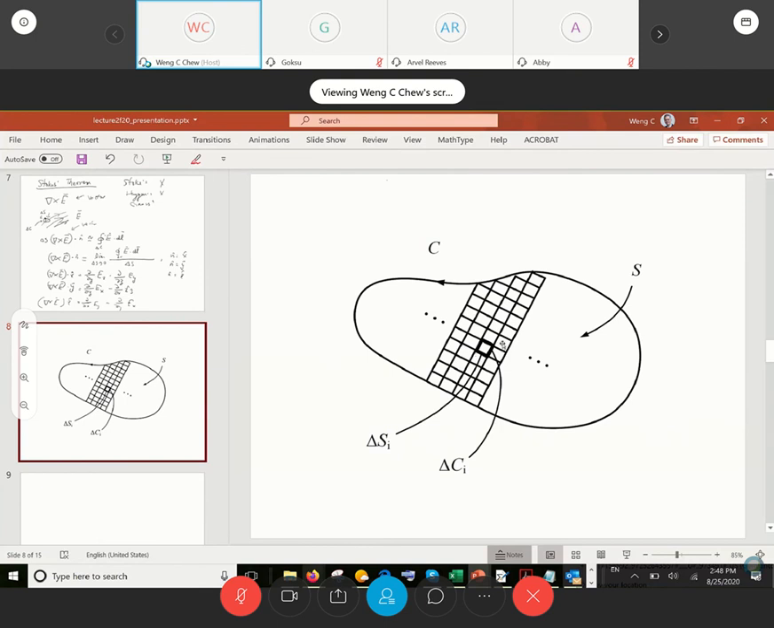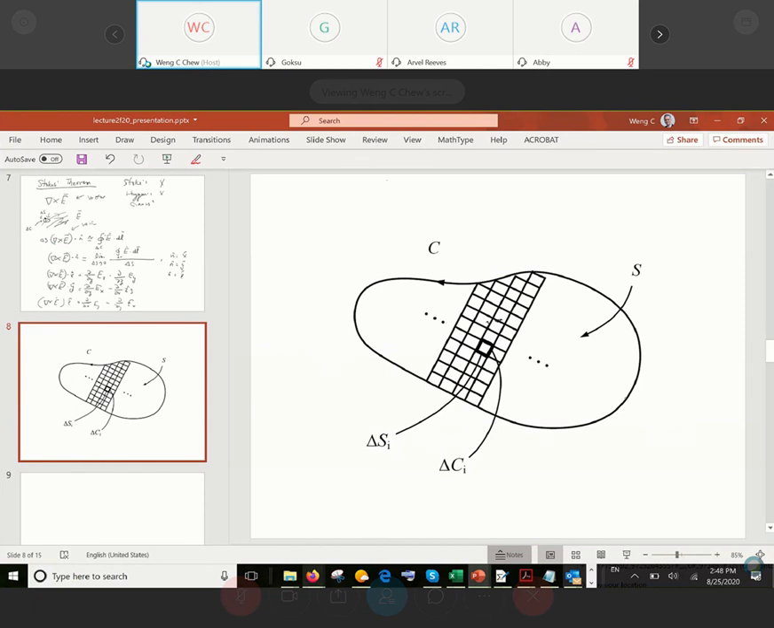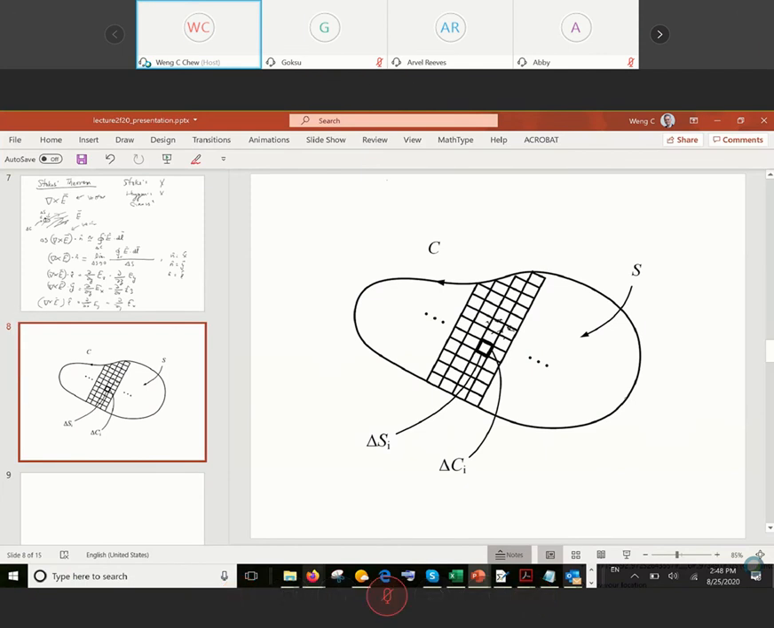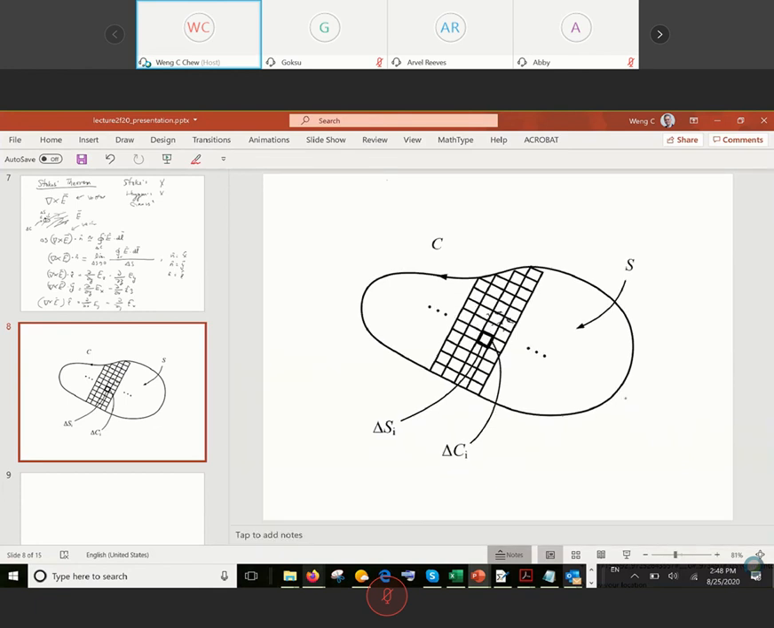Okay? The interior integration will cancel each other, because if you imagine yourself integrating around one of these loops, and then the neighboring one will integrate like this, and you see that when they're next to each other, the contour integration is going in the opposite direction, they cancel each other. And finally, if you sum up all the integration, you will only have integration on the boundary. And if you do that to a bigger surface, you only have the integration on the outermost boundary remaining.